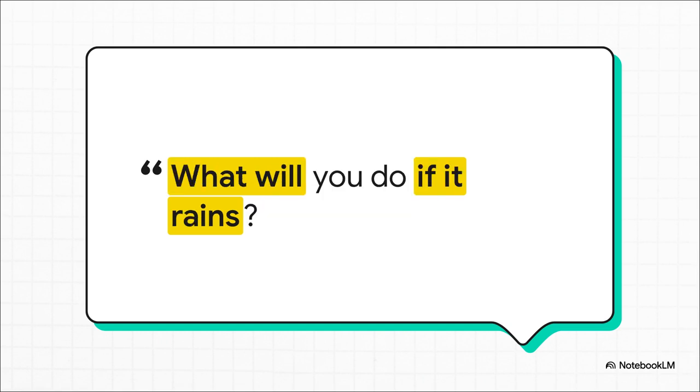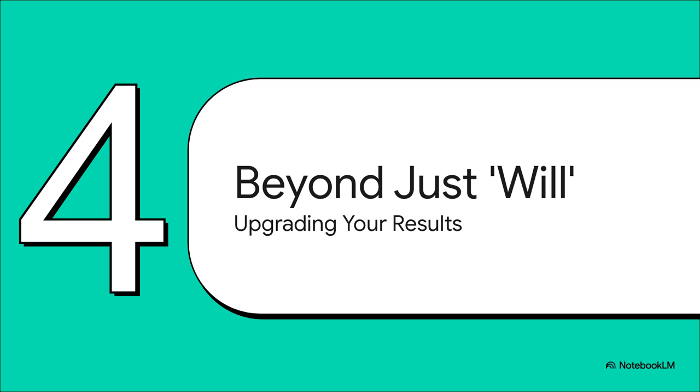And of course, we can ask questions. What will you do if it rains? Notice how we usually flip the structure for questions? The will part comes right up to the front, and the if condition sits at the end. It's a really natural way to ask about someone's future plans. The if-will structure is your bread and butter. It's fantastic. But we can make our sentences even more specific and powerful.